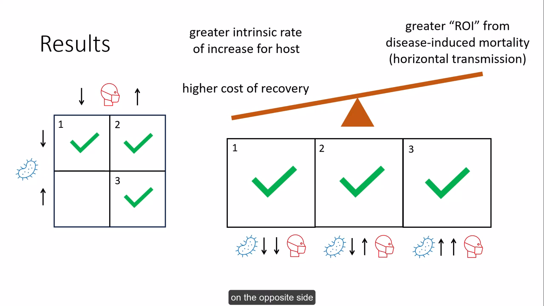On the opposite side, we find the profitability of horizontal transmission. Recall that the pathogen improves its horizontal transmissibility by investing in harming its host. As we raise the rate of return on this investment, coevolution tends to produce mutually escalated outcomes more readily.